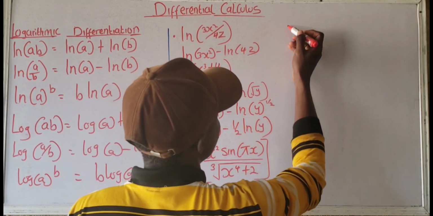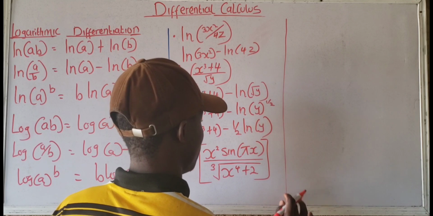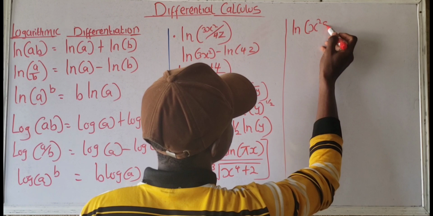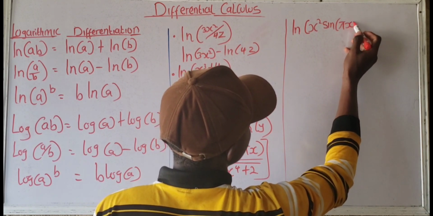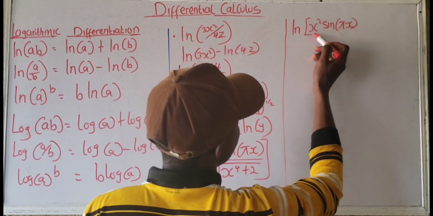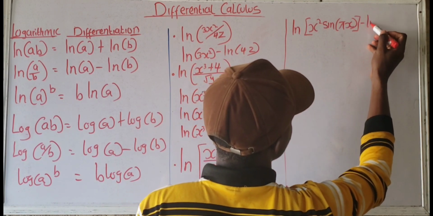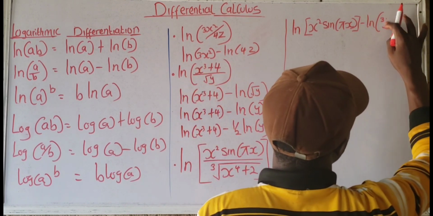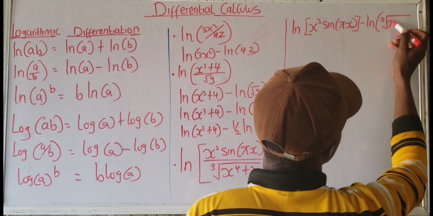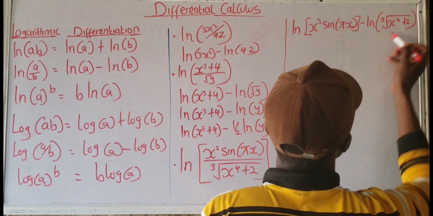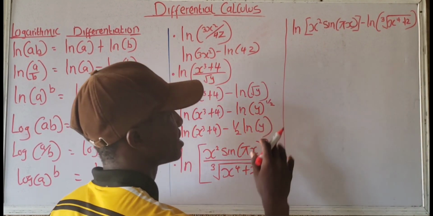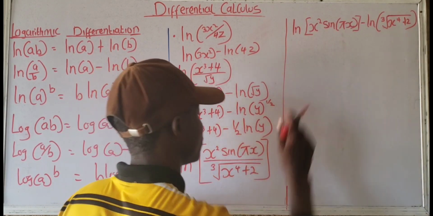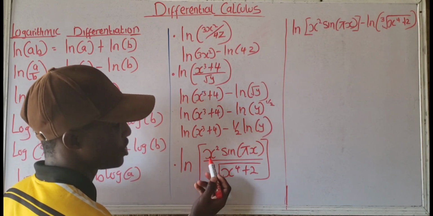So you can proceed as follows. This can be written as ln of x squared sine pi x minus ln of the third root of x raised to the power of 4 plus 2. Okay? Now, from this point, we can proceed as follows. Let us deal with the bracket. Let's deal with each natural log. So do you know what I first did? I first make sure that I change the quotient to what?